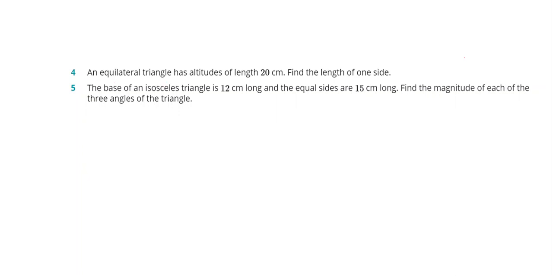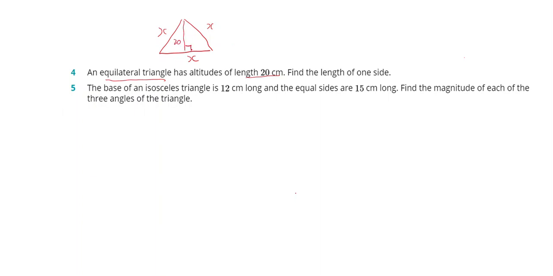Okay, so in question 4, an equilateral triangle. So that's a key word. Equilateral triangle means all sides are equal. It has an altitude of 20 centimeters, so from the lowest to the highest point of the triangle is 20. Find the length of one side. So I'm going to quickly draw an equilateral triangle here. All the sides are equal, so I'm going to call them x, x, x. The altitude, from the lowest to highest point, is 20.